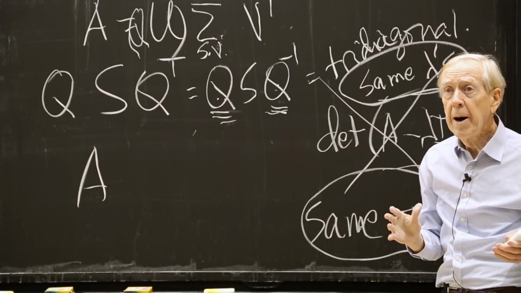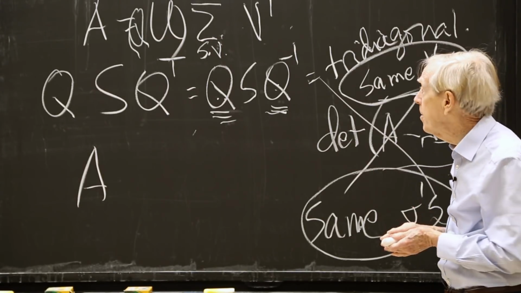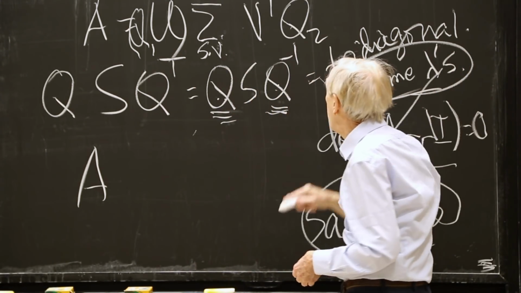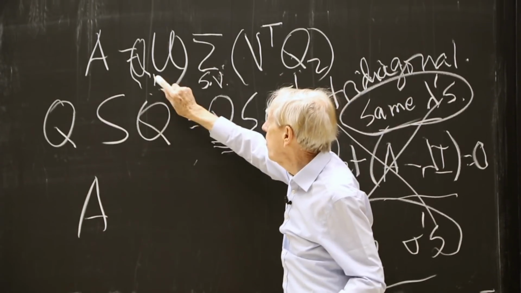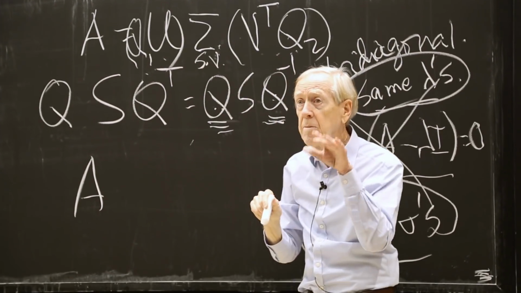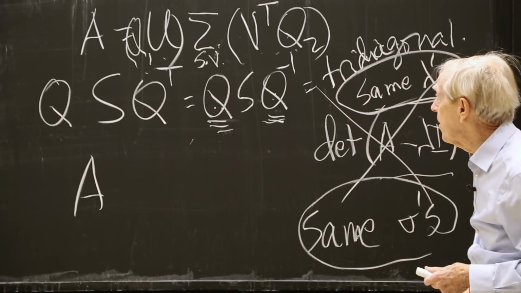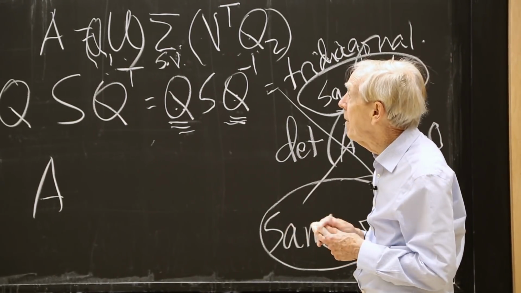Now, what can I do on this side? I could multiply by any orthogonal matrix on that side, too. So let's call this guy Q1 and this guy Q2. I still have an orthogonal matrix there, and the same sigma popped in the middle. So that's what you're allowed to do. That gives us more freedom.